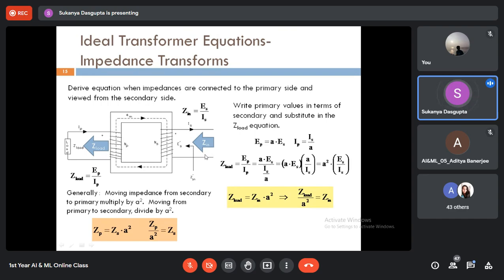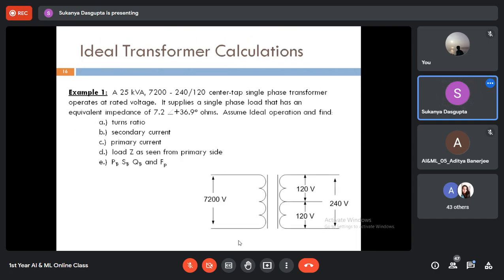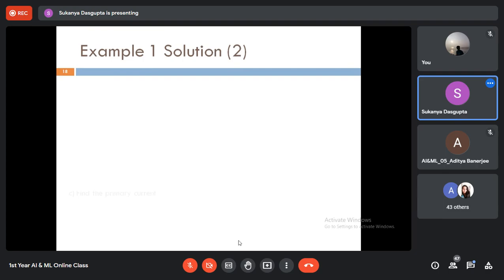So it is very simple. Look at the figure. Here, this is Z in. When expressing primary values in terms of secondary values, and considering EP equals A times ES and IP equals IS by A, you can evaluate Z load as Z in times A square. So the circuit behavior can be changed based on the turns ratio, the load impedance and the input impedance of the transformer circuit. Okay, we'll solve numericals later on.